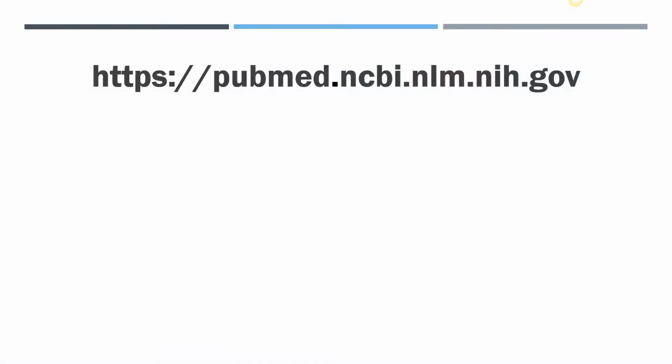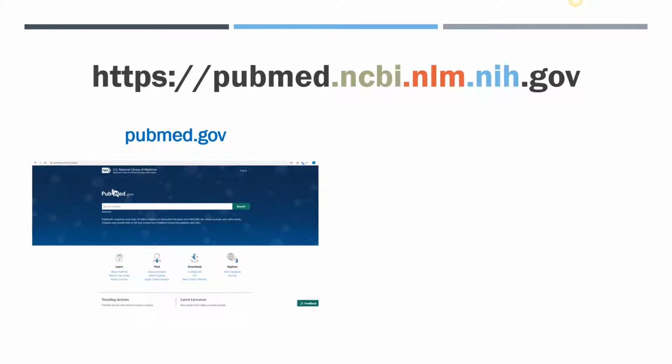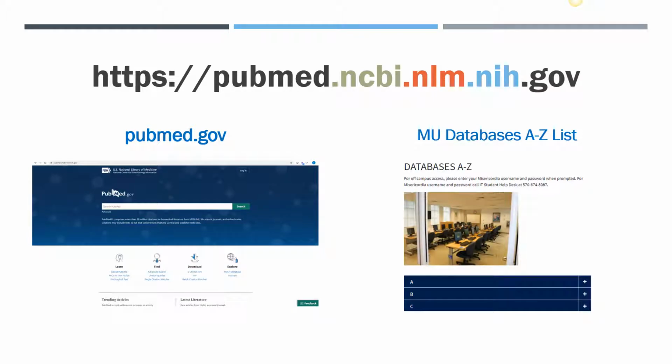Close examination of the current URL to access PubMed reveals the layers of government that we talked about in the background tutorial. But all prior links to PubMed will redirect to the current URL, and so pubmed.gov will get you there quite quickly and simply. You can also access it from the MU Library homepage and the MU Databases A through Z list.